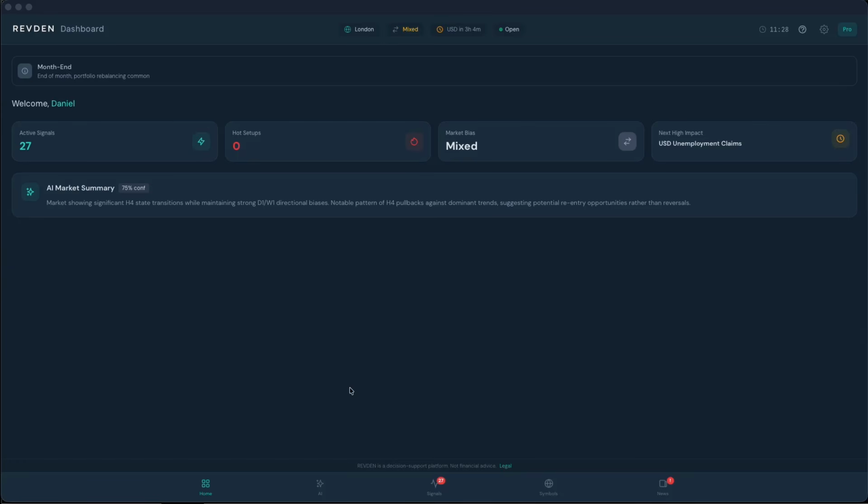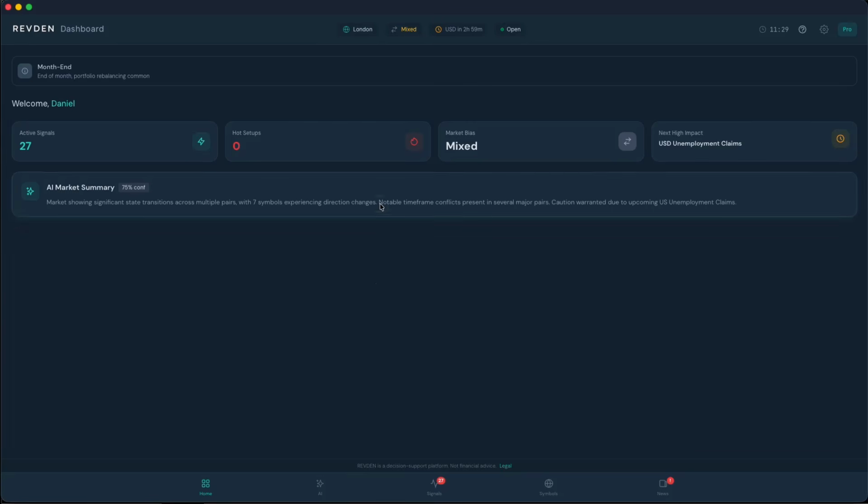What you're seeing here is the dashboard. This is the central overview where I get a quick snapshot of what's happening in the market right now. I don't use this to make decisions yet. I use it to orient myself and decide where it's worth looking closer.